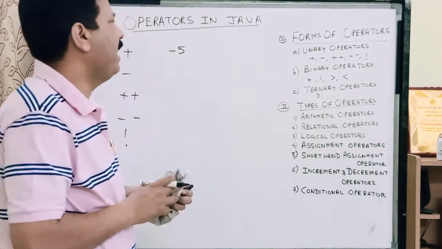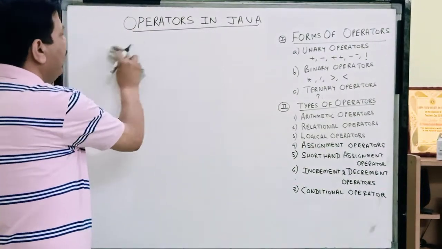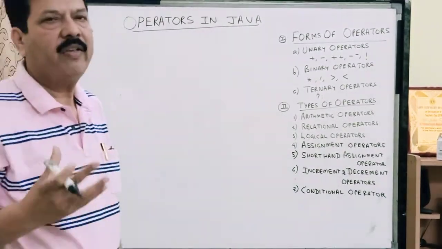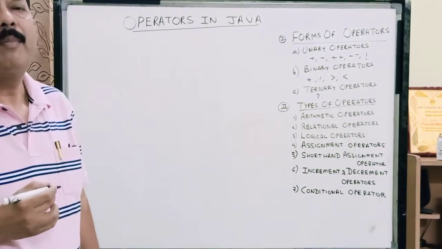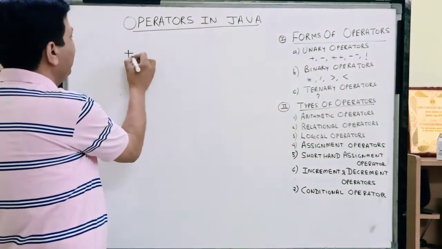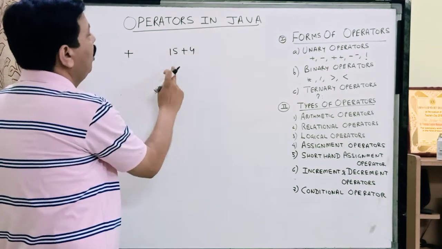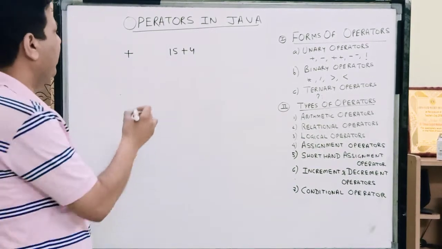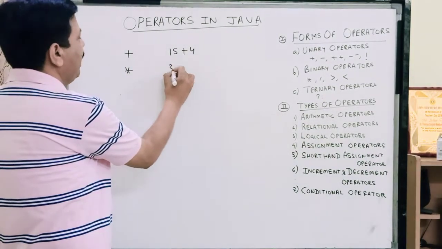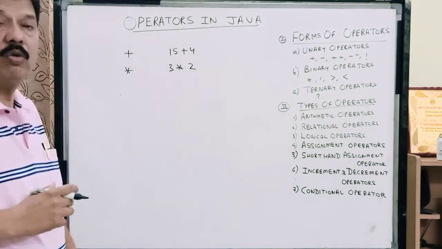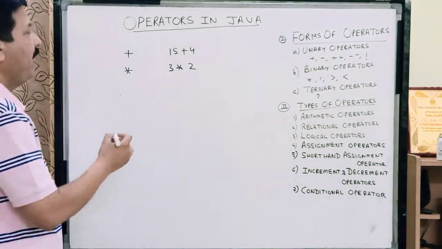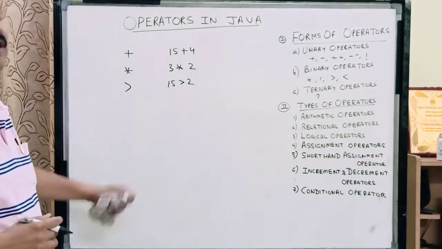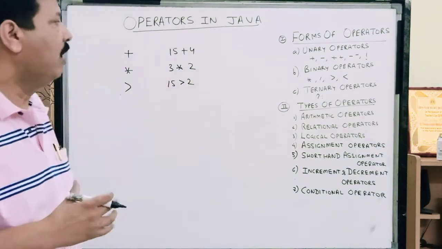Then the second is the binary operator. Now children, binary operators are those operators which work on two operands. So the operators which work on two values are called binary operators. It can be a plus sign, for example, as I have written 15 plus 4. So this plus sign is working on two operands, so we call it a binary operator. It can be a multiplication sign like 3 into 2. This is again working on two operands. Then greater than sign, 15 is greater than 2. This again is working on two operands, so it is called a binary operator.